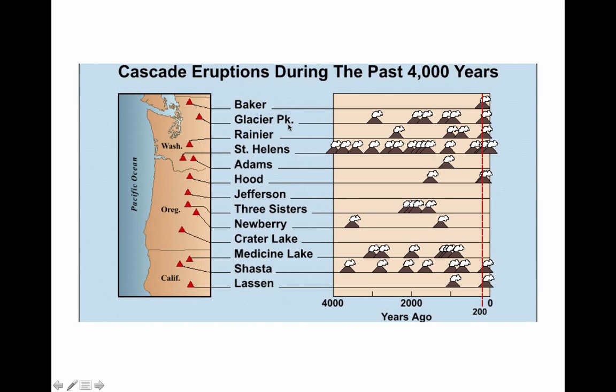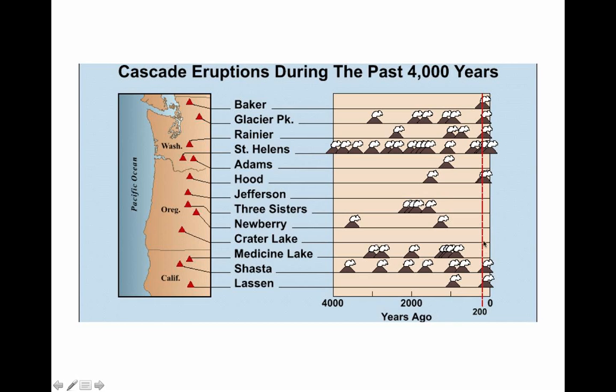Here's a chart that shows us how often those volcanoes erupted. This represents our current time right now, and this is the past. So you can see right away Mount St. Helens here in Washington has erupted the most. That's a lot of volcano eruptions, whereas Jefferson hasn't ever erupted, at least not in the last 4,000 years. And Mount Lassen is another recent one that has erupted.